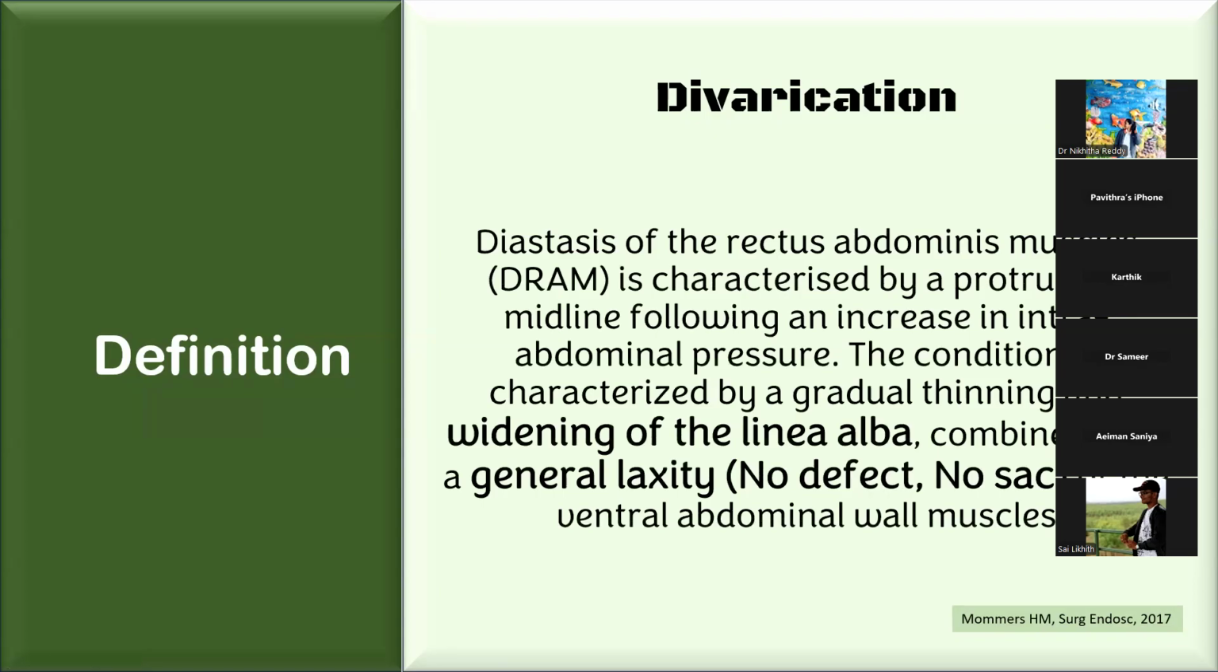Divarication is also called diastasis, and it is characterized by an expansion or stretching, as you said, or a widening of the linea alba. And the important thing is there is no defect. There is laxity, no doubt. No defect, no sac. That's the important thing.